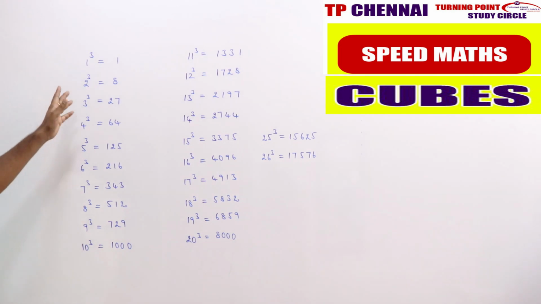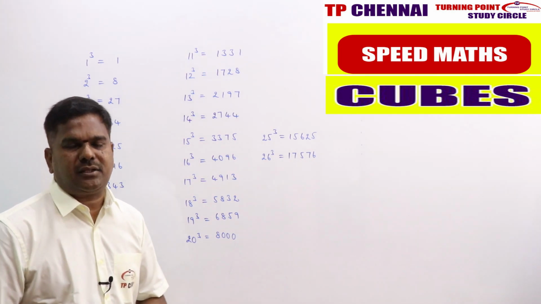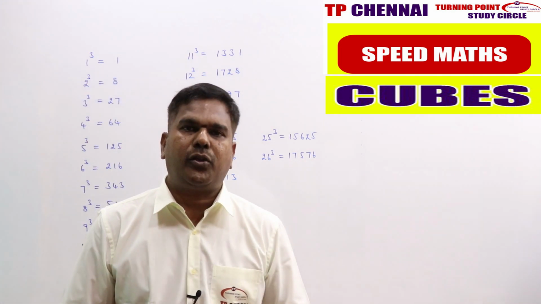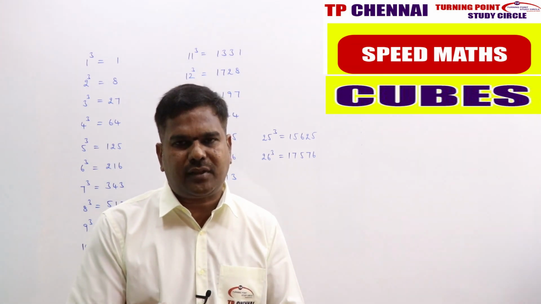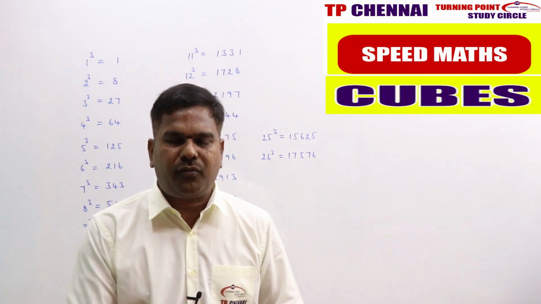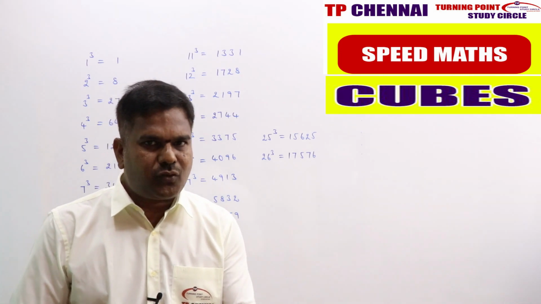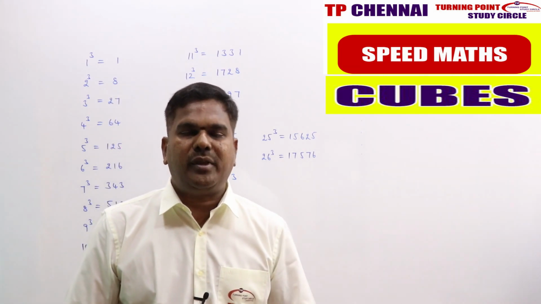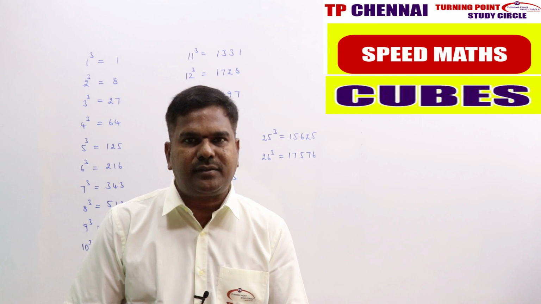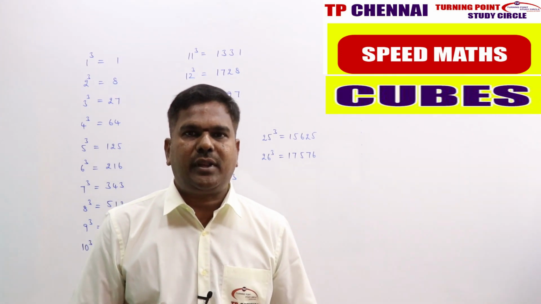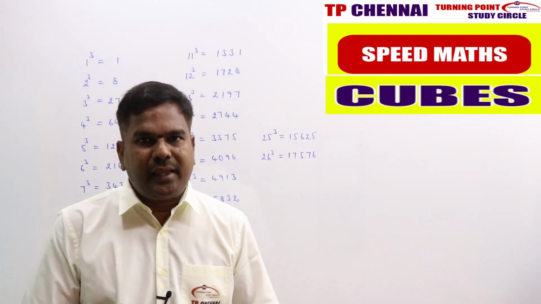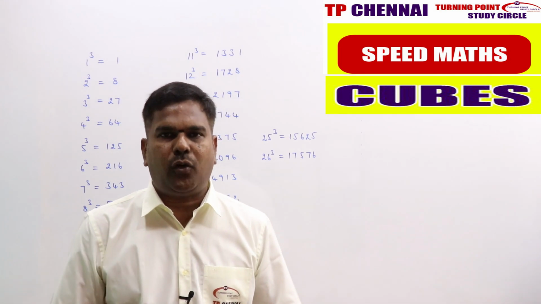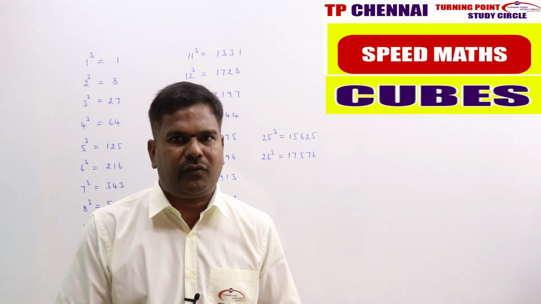Anyhow, we will see. So 1 cube is 1, 2 cube is 8, 3 cube 27, 4 cube is nothing but 64, which is also 8 square, right? So 4 cube is 64 or 8 square, that is 64. 5 cube is 125, 6 cube 216, 7 cube 343. So how to remember 343? Either side 3 will be there, in between 4 is there. So 343 easily we can remember.